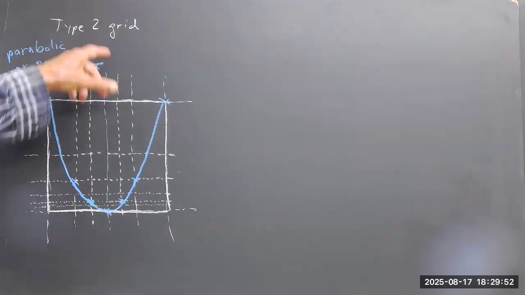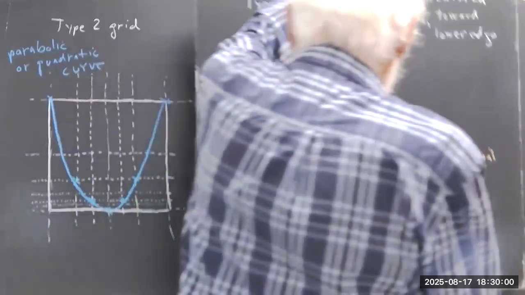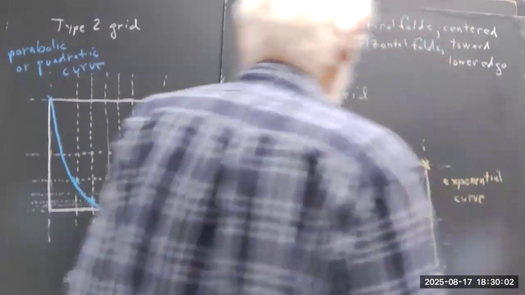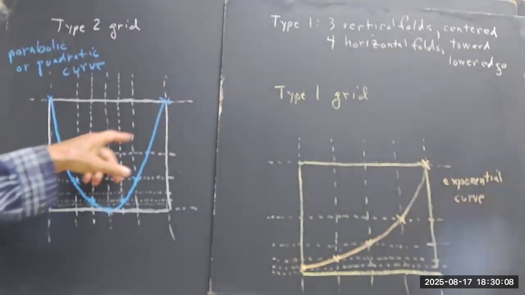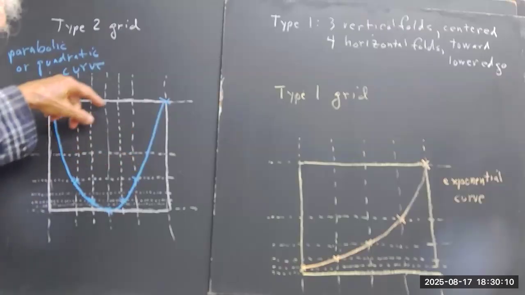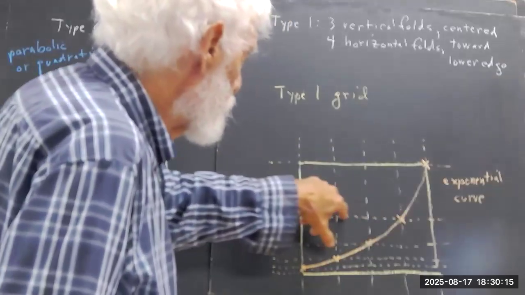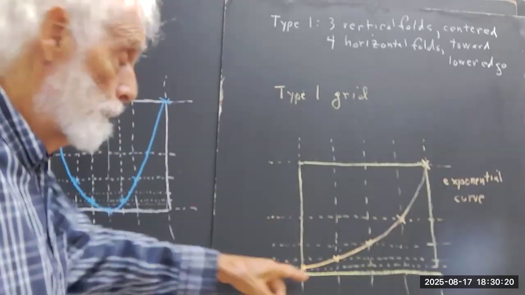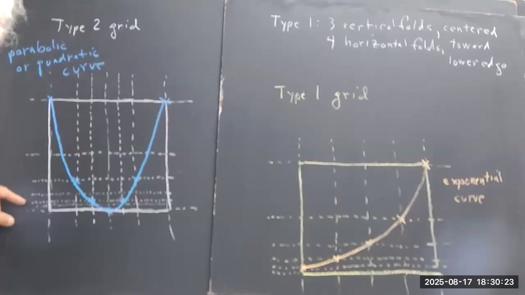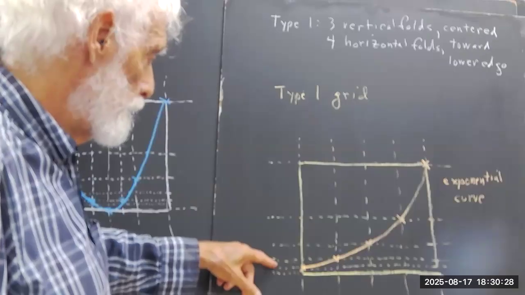The only difference between the type 2 and the type 1 grid, well, if we look at the type 1 grid here, we've only got 3 folds. Here we've got the same 3 folds, but we've got 2 more folds between the center and the fold to the right and the fold to the left. And we've also folded it 5 times down toward the bottom instead of 4. So we've got 1, 2, 3, 4, 5 construction lines, whereas here we only have 4 construction lines.